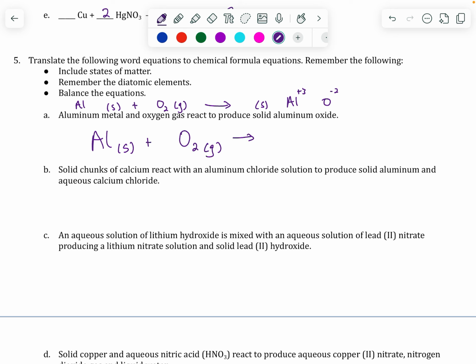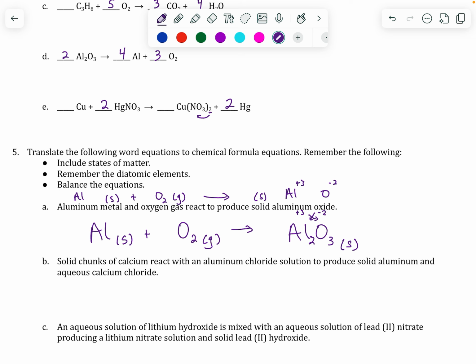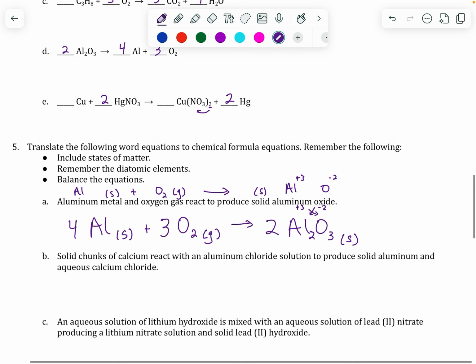produces solid aluminum oxide. Now you're going to be tempted to just put a 2 here because there were 2 here. Don't, because anytime you have a new compound form, you have to take into account the ion charges that create it. And so this is actually aluminum Al2O3, and that was a solid product there. Now I balance, and this ends up being the same one as D above, just the opposite. So I'll have a 4 here, a 3 here, and a 2 here.